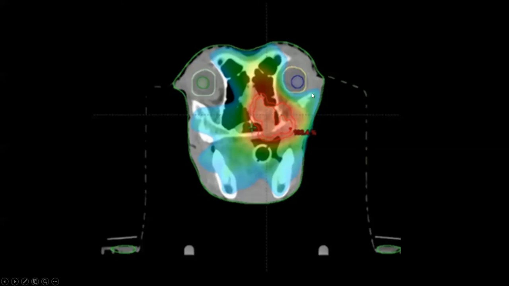This is the patient we looked at the very first, the one that I showed you the immobilizer being made for, and you can see how nicely the fields were able to be bent around the eyes, and that we really got good tumor dose with fairly minimal dose to the globes themselves.